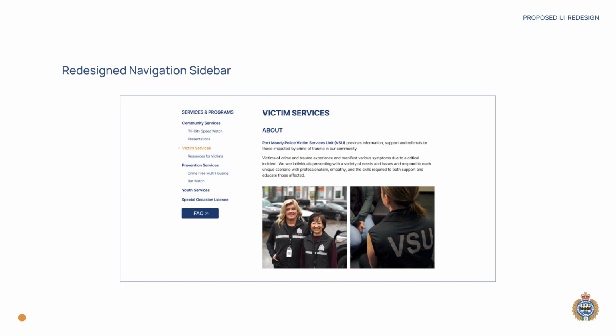The current layout lacks differentiation between main pages and subpages. The updated design will use varied fonts and weights to distinguish sections like victim services from subpages like resources for victims, also creating more white space for the main content. Including actual VSU photos will enhance engagement, trustworthiness, and make the content more relatable for users.